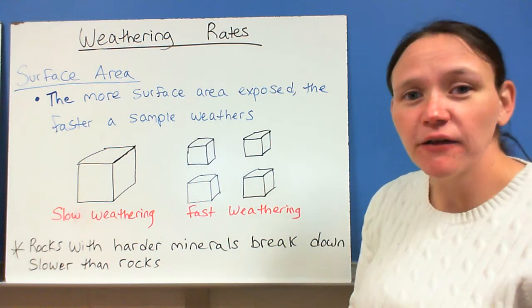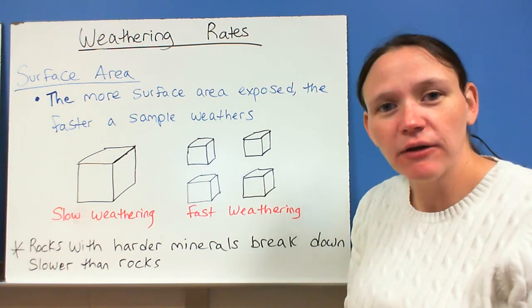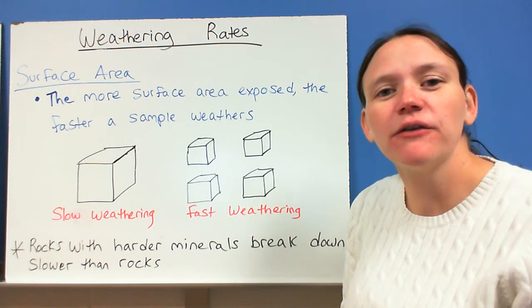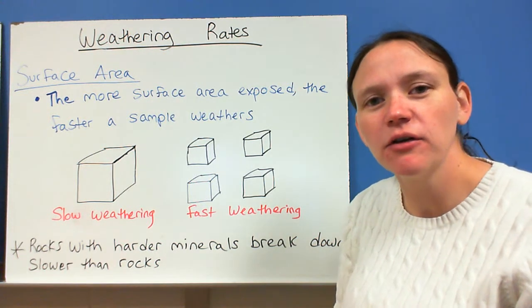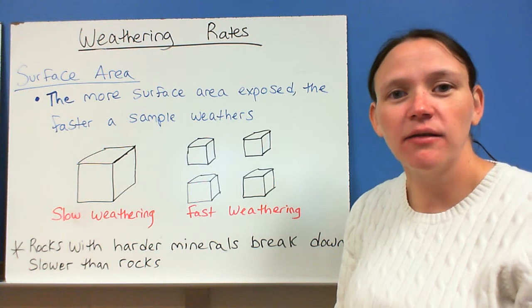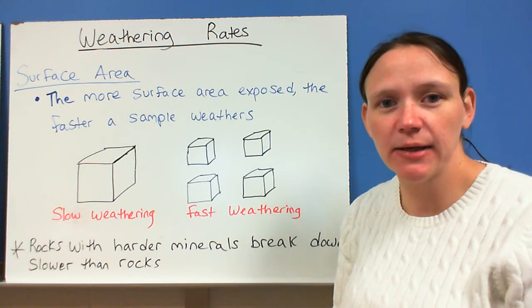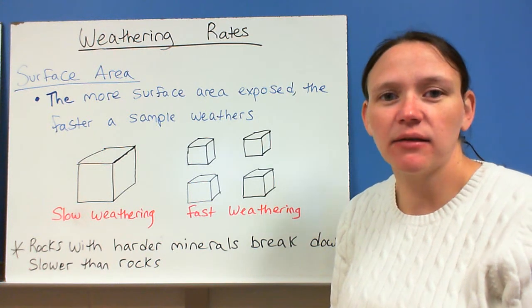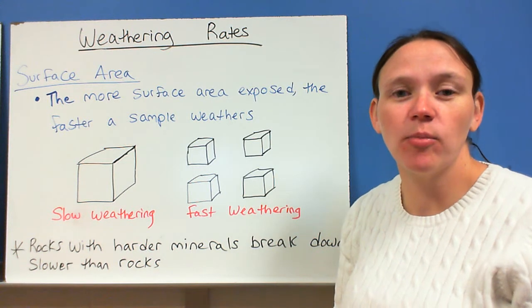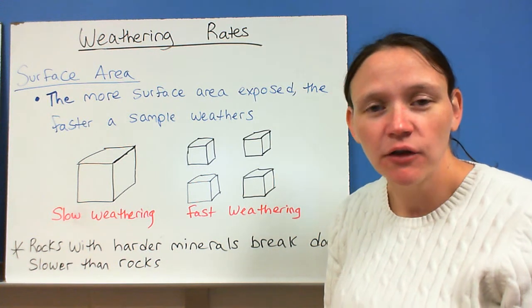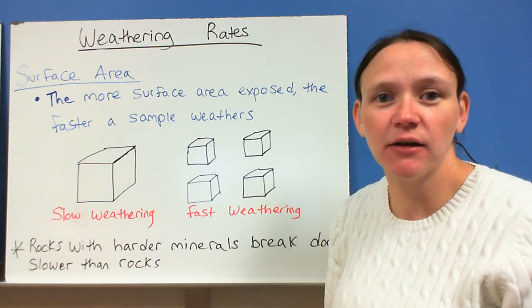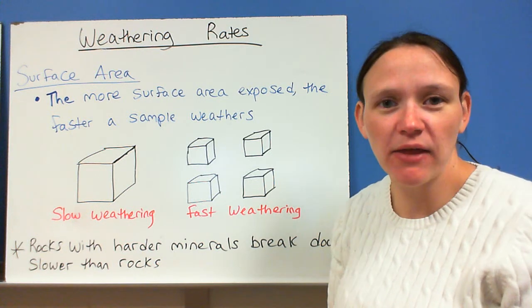Okay. Something else that can affect weathering rates is the minerals that are in the rock. Okay. If you have minerals that are much harder, they are going to take longer to break down. And if you have a rock that contains much softer minerals, they will break down much faster. So the composition of a rock can also affect how quickly it weathers.